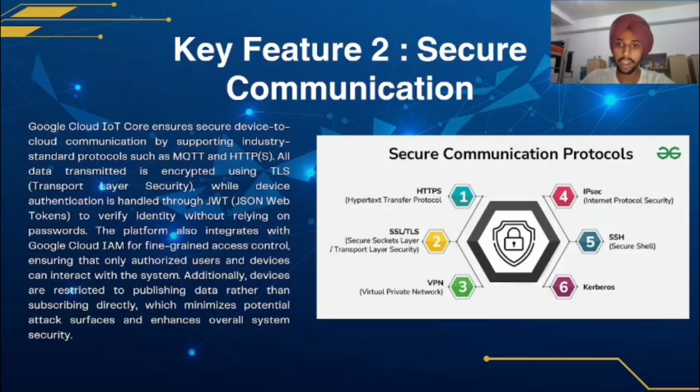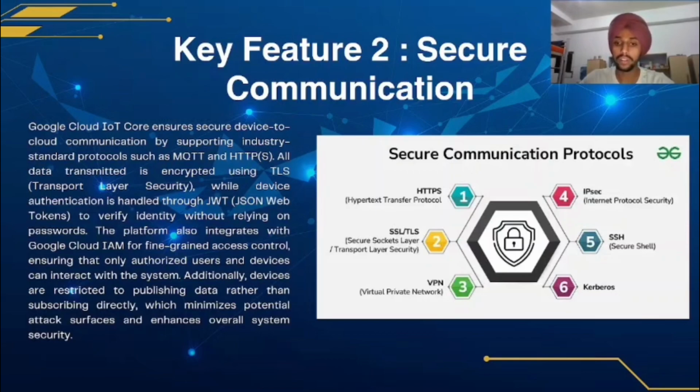TLS, or Transport Layer Security, encrypts all traffic, while JWTs, JSON Web Tokens, are used for secure device authentication without needing passwords. The platform also integrates with Google Cloud IAM for fine-grained access control, so only authorized users and devices can interact with the system. Additionally, devices are limited to publishing data only, which helps reduce attack risk and improve overall system security.